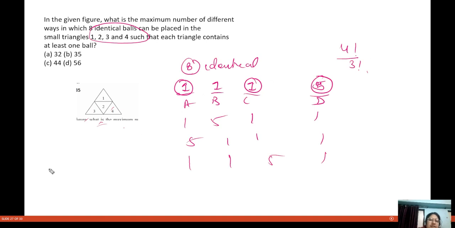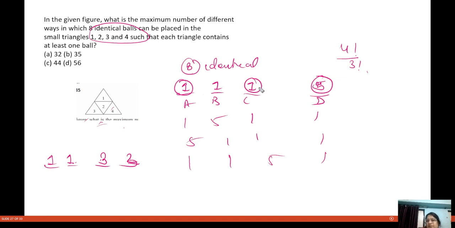Okay, and then we have 1, 2, 3, 4. These are 8 identical balls, and how many ways can this be done? So you have 1 and 1, and then you have 3 and 2. Is this possible? Because 3 plus 2 is 5, 5 plus 2 is 7. Not possible. So you have 1 and 1 and 3 and 3 you will have to take.